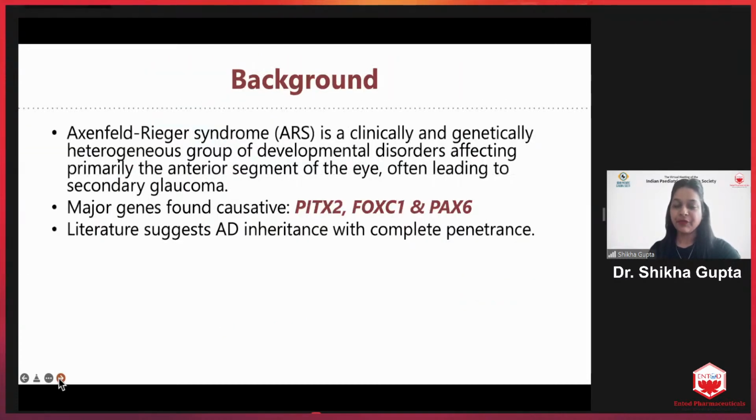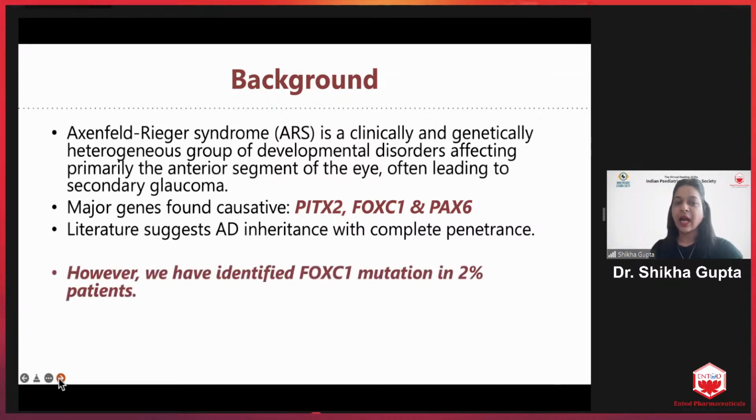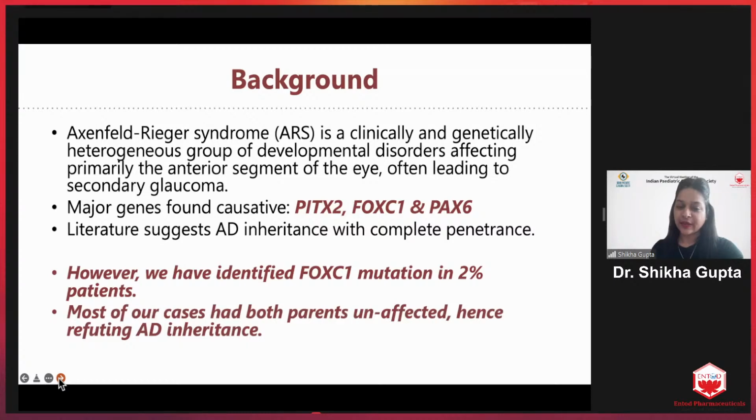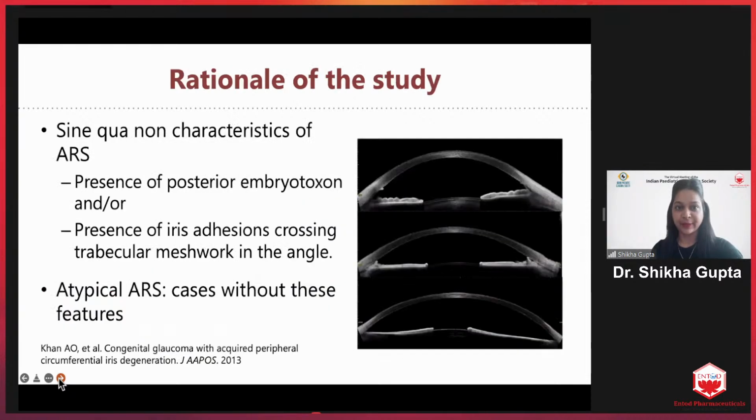So we all know that Axenfeld-Rieger syndrome is a clinically and genetically heterogeneous group of developmental disorders, which affect primarily the anterior segment of the eye, often leading to secondary glaucoma. The major genes found so far in Axenfeld-Rieger syndrome include PITX2, FOXC1, and PAX6. Literature till now suggests an autosomal dominant inheritance with complete penetrance in cases of ARS. However, we have been able to identify a FOXC1 mutation in approximately 2% of our ARS patients, and most of our ARS cases have both parents unaffected, hence refuting an autosomal dominant kind of inheritance.